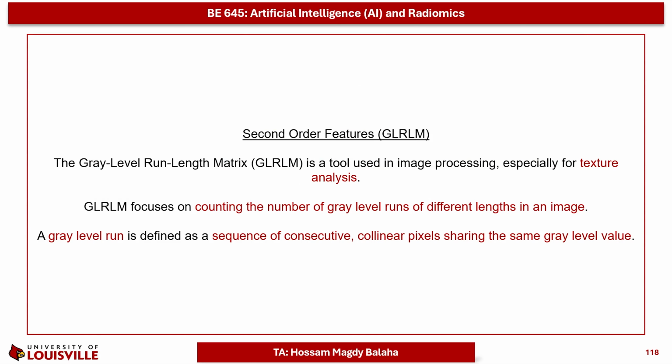In this lecture we will introduce a new type of second order features called GLRLM, or gray level run length matrix. If you remember, the GLCM is called gray level co-occurrence matrix, and here we have a similar name, gray level and matrix, but instead of co-occurrence we will stick with run length, so it's called the gray level run length matrix, and this tool can be used for texture analysis.